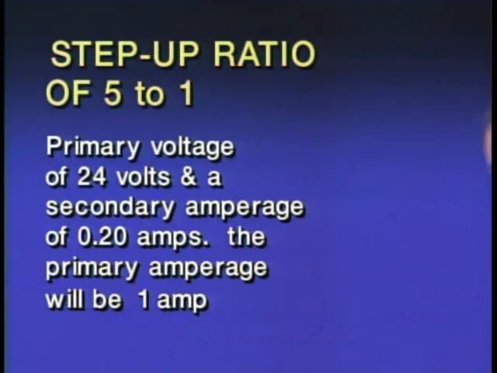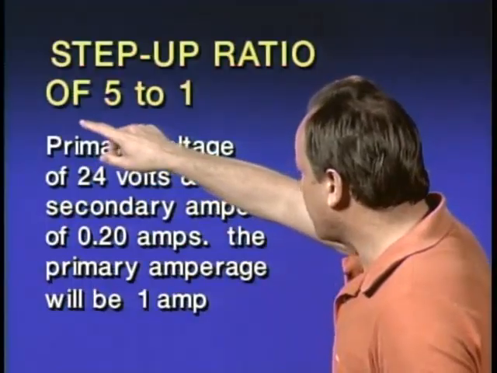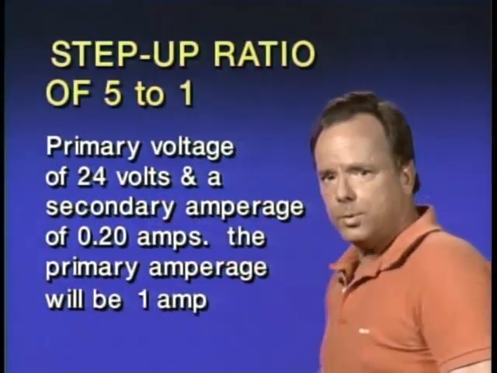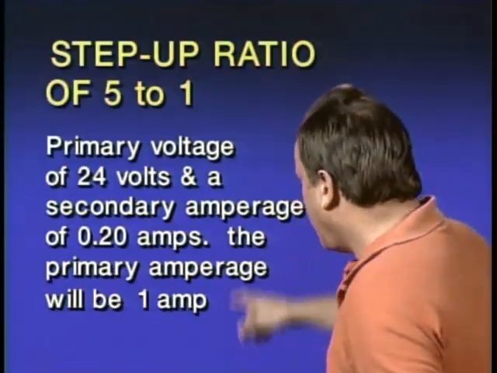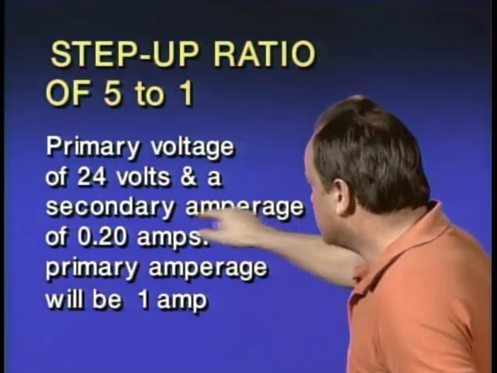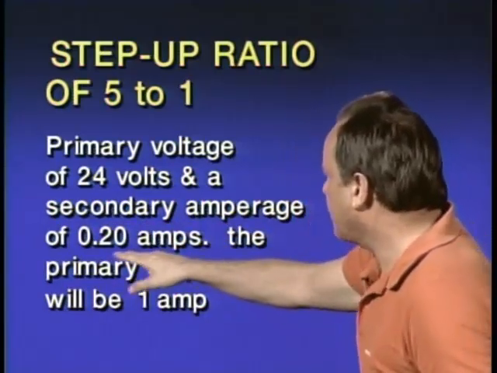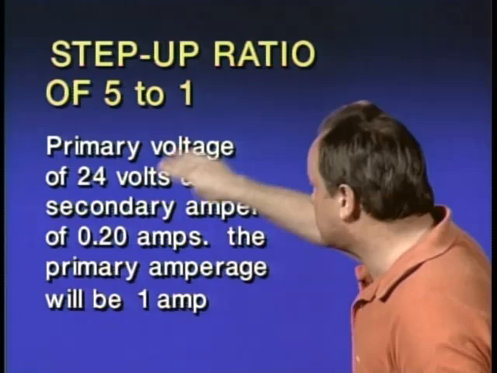Now here's a question they're going to ask you about this on the test. They're going to say, all right, let's assume you have a transformer with a step-up ratio of 5 to 1, and the primary voltage is 24 volts. Well, the secondary voltage would be 5 times that. But the primary amperage is what they're going to ask you, because they're telling you the secondary amperage is 0.2 amps. Well, if the secondary amperage is 0.2 amps, it gets stepped down by the same ratio that the voltage got stepped up.